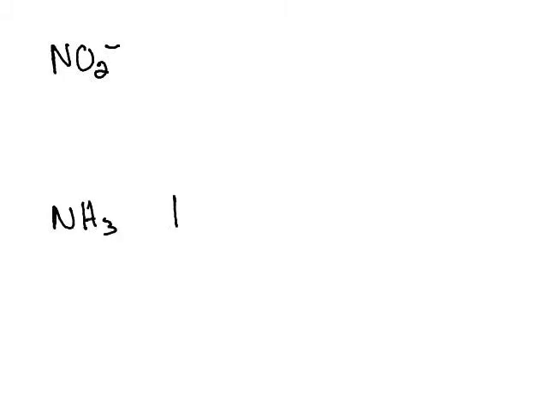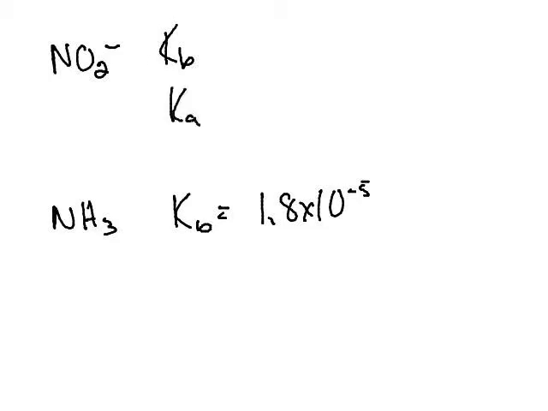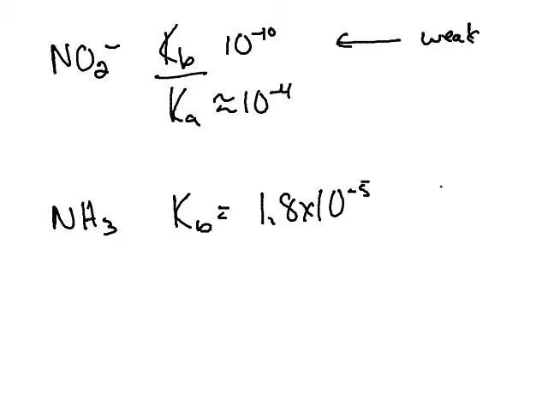Now I'm going to do the base thing. The Kb of this, we just did that a minute ago, is 1.8 times 10 to the minus 5. Now I need to find the Kb of this. But I know that the Ka is about equal to 10 to the minus 4th, right? So therefore the Kb of nitrite will be about 10 to the minus 10th. That makes this the weaker of the two and makes this the stronger.